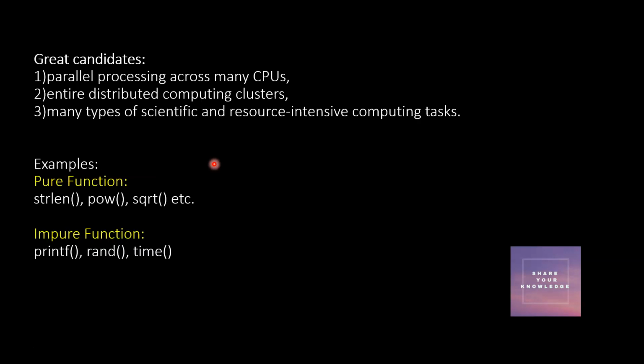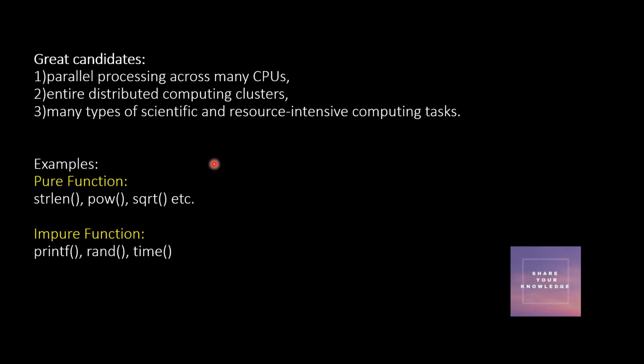It is also a great candidate for parallel processing, because it is not dependent on any outside state. So any CPU, any processor can process your function, and it can be used in entire distributed computing clusters as well. This is the main reason why it is used in scientific and resource-intensive compute tasks. Even in AI and all the upcoming technologies, pure functions are being used.